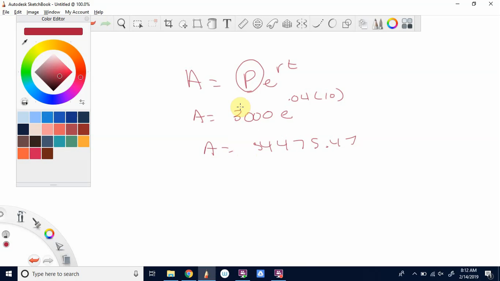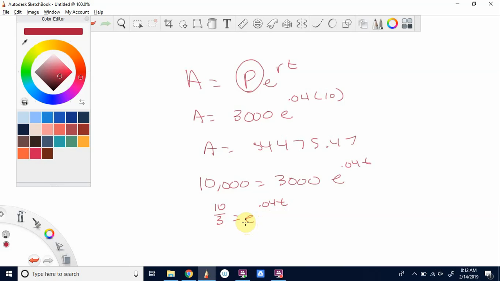How long will it take her balance to reach $10,000? So now we want A to be 10,000. We know our principal, we know our interest rate, but we want to know how long. So again, this is just solving an exponential equation. So I divide by 3,000, so I get 10 over 3 equals e to the 0.04t. Yes?